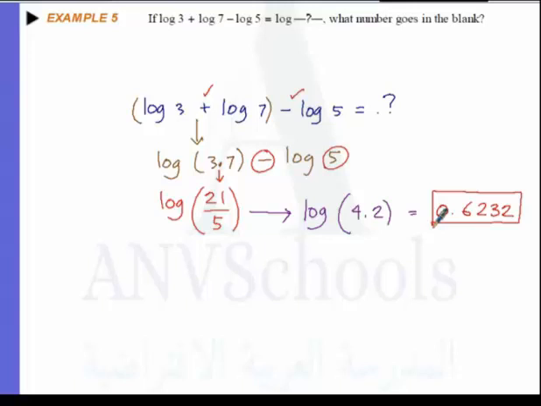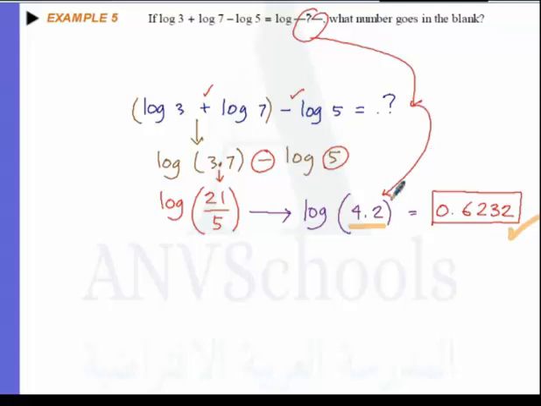So what is in here? What is in the blank here? The one in the blank is actually 4.2. Okay? This one. And the answer to the whole logarithm expression is 0.6232.